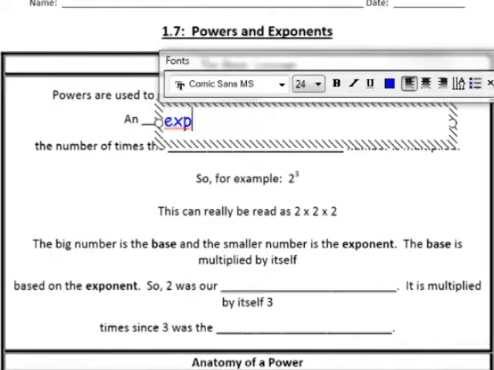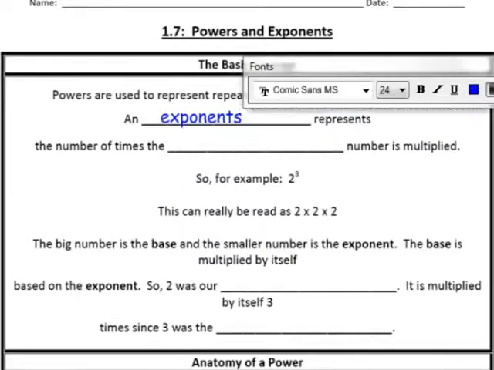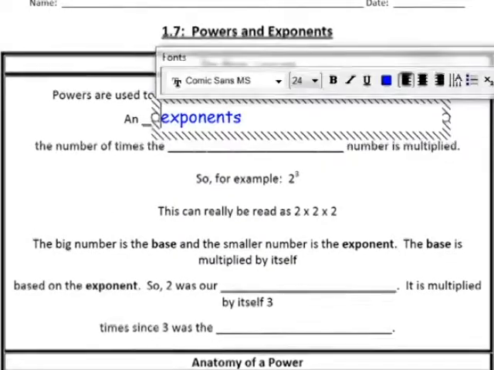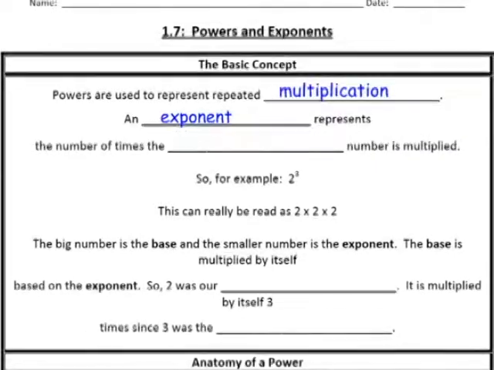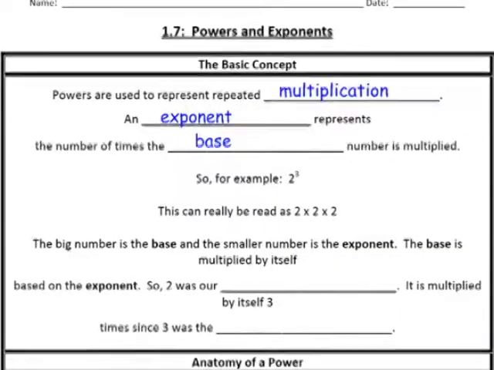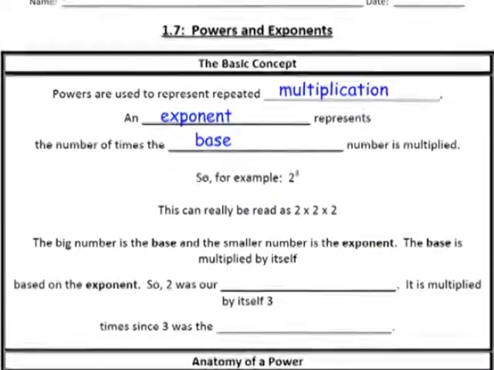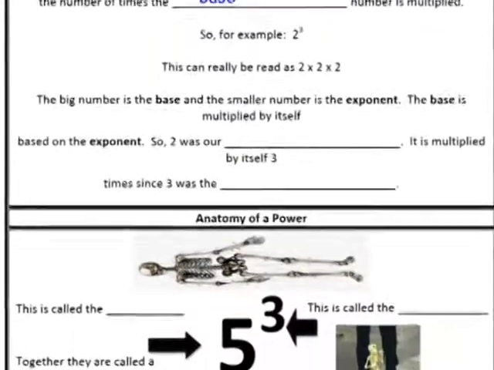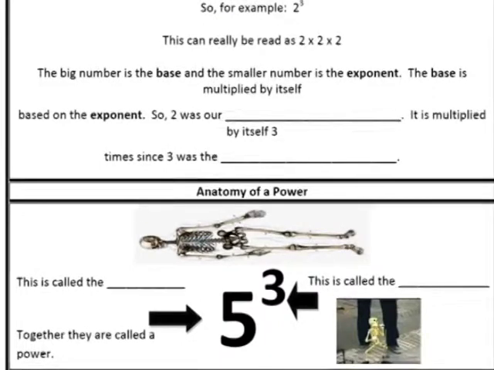Okay, an exponent. Now these are just some terms, just so we're talking the same language. An exponent represents the number of times that the base, and we'll talk about what these are in a second, is multiplied. So for example, 2 to the third. If we look, the big number at the bottom is our base.